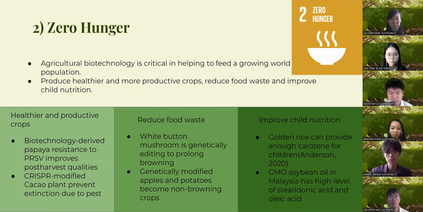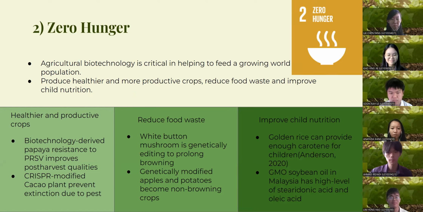Next, the second goal is zero hunger. With the increasing of populations, we are more concerned with our agricultural resources, right? Through agriculture biotechnology, we can actually produce healthier and productive crops, reduce food waste, and improve child nutrition. In producing healthier and productive crops, biotechnology derived papaya that is resistant towards the PRSV virus can improve the post-harvest qualities of it. And CRISPR-modified cacao plant is resistant towards mealybugs can increase its yield from extinctions.